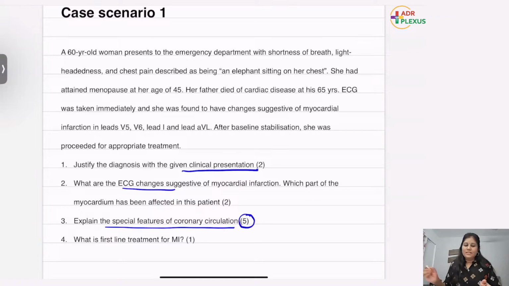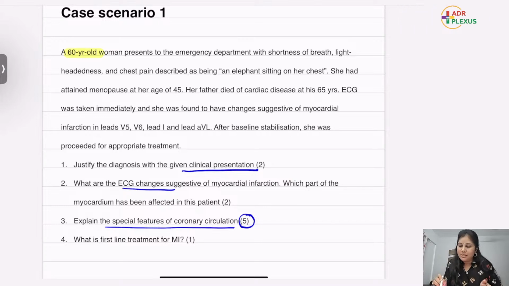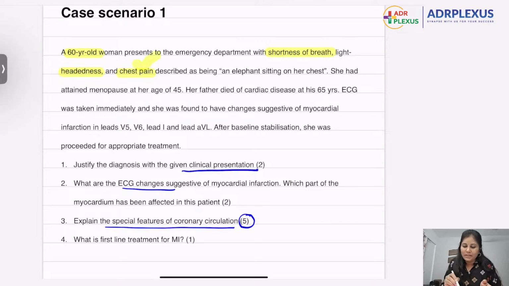Now, what is the diagnosis part actually saying? Clinical presentation wise, look at the age. It is 60-year-old, right? Okay, what are the symptoms? Shortness of breath, lightheadedness, chest pain. Typically, this is the chest pain that is important.